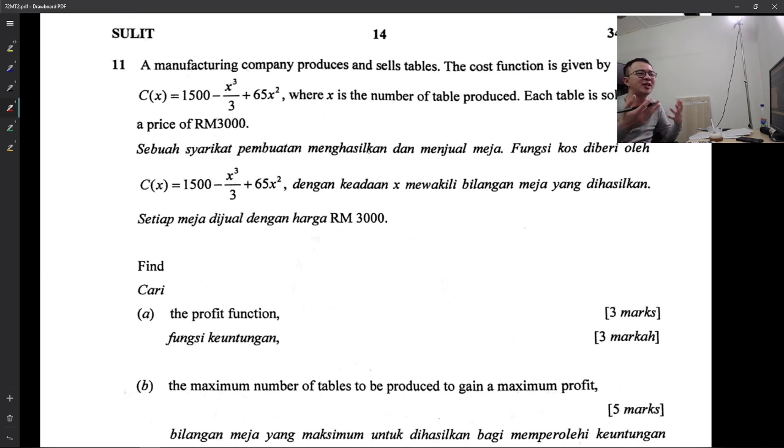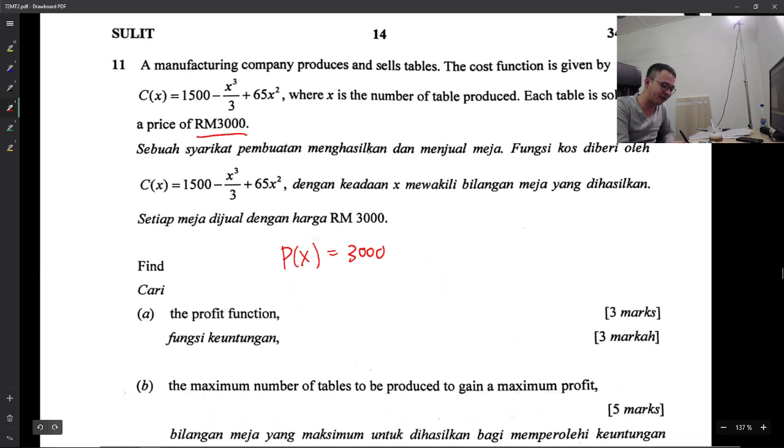So use some simple logic to get the profit. You take how much you sell the tables for minus your cost, then you get the profit. So in order to get my equation of P(x), I know each table I'm going to sell at 3,000, so I'm going to write 3,000. But the number of tables depends on the value of x, so therefore 3,000x depends on how many tables I sell. If I sell 10 tables at 3,000, I multiply by 10, minus my cost.